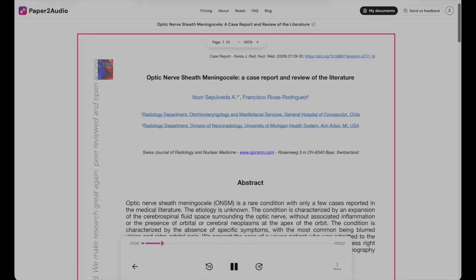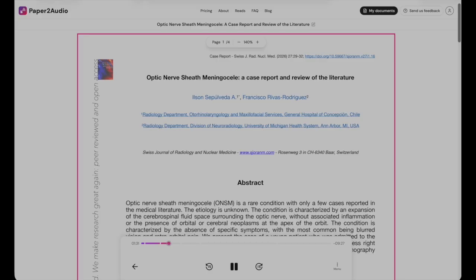Introduction. ONSM is a rare condition consisting of dilation of the nerve sheath that creates a cavity filled with cerebrospinal fluid, CSF, around the optic nerve without any underlying pathology. In 1918, Bain described primary dilation of the optic nerve sheath and referred to it as an optic nerve dural sheath cyst. Since then, a few cases have been reported.